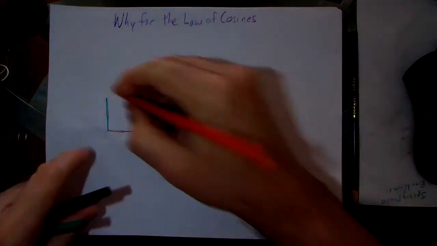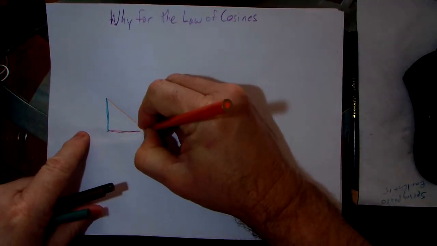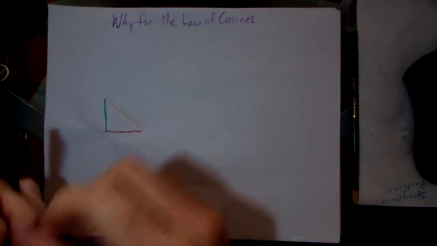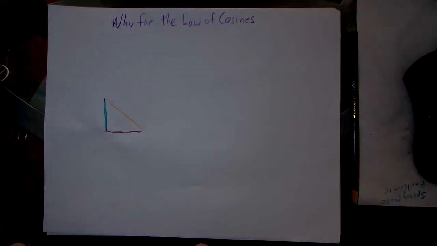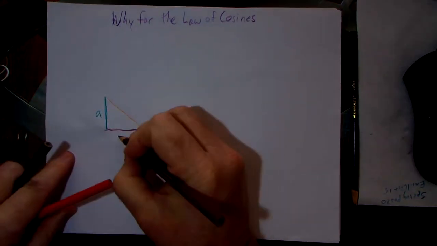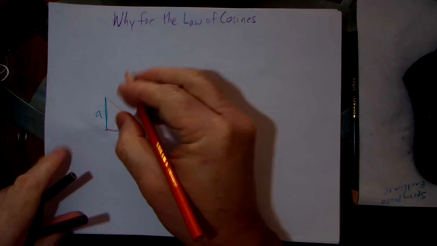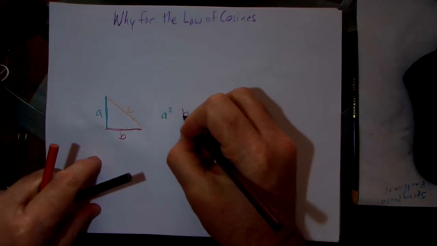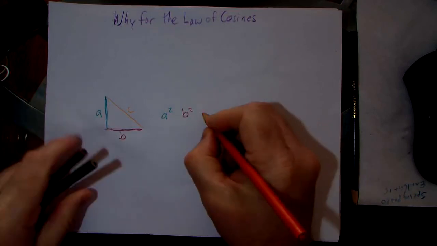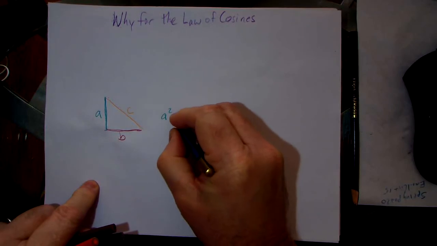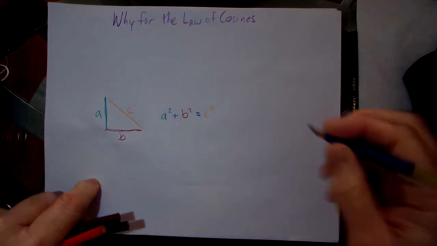And we learned from the days of Pythagoras that with the right triangle, there's a special relationship between the three parts of the right triangle, where if we define one leg as A, another leg as B, and the third side, or the hypotenuse, as C, we know that A squared plus B squared equals C squared. The good old Pythagorean theorem.